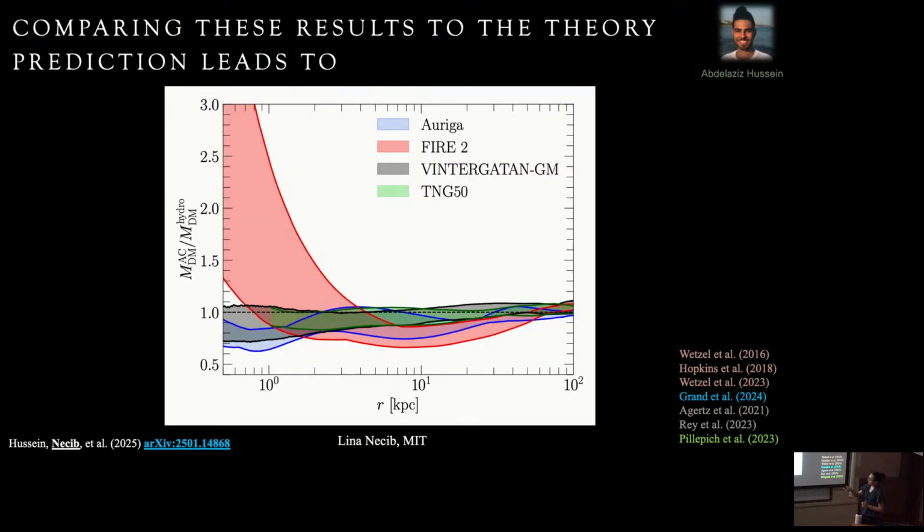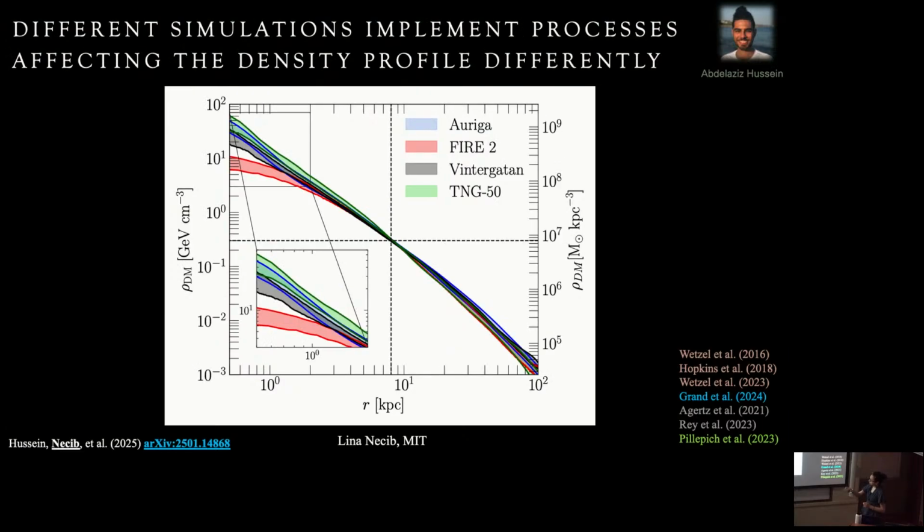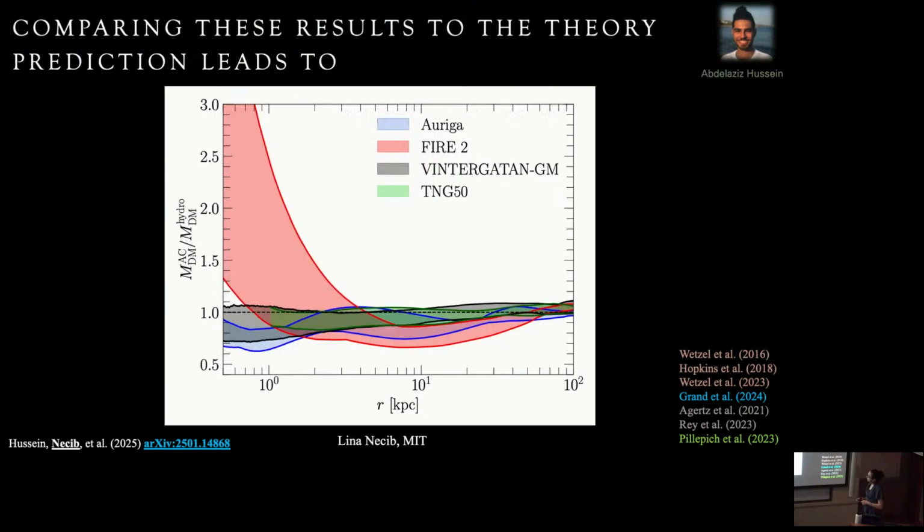This is a density profile as a function of the radius, and the reason that we have bands is because we picked 6 galaxies just to have a galaxy-to-galaxy variation here. What we can see is that the 3 simulations that I'm not a part of agree, and Fire 2 is a little bit out of it. So let's try to understand what's going on there.